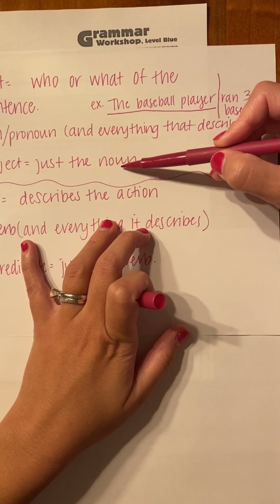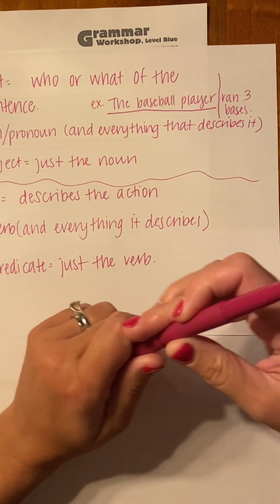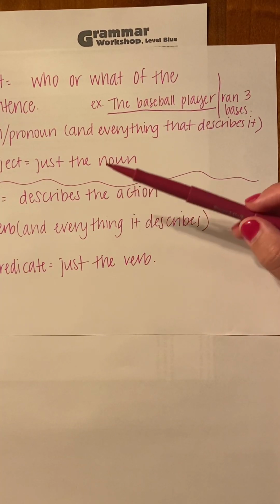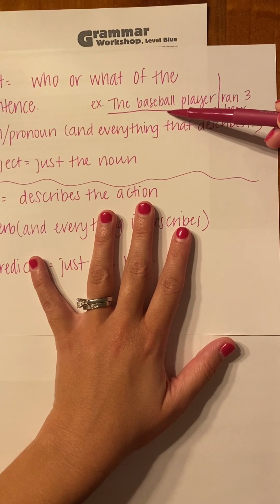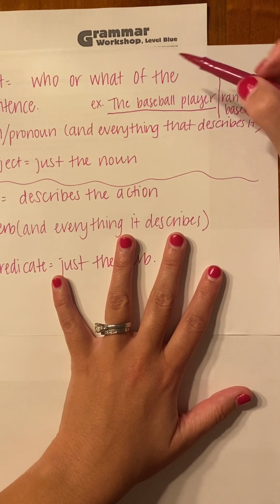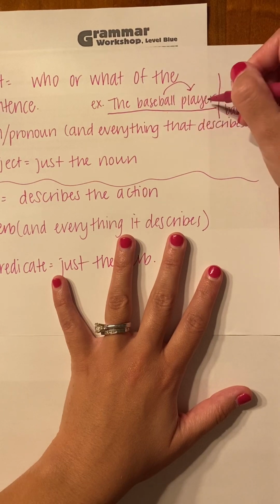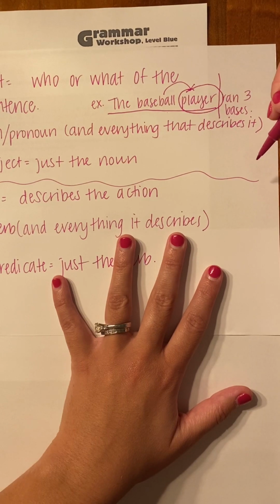Okay, the simple subject, if they ask you to find that, it's just the noun. So if we look at this, we have a lot of descriptive words, but we want to think about which one is just the noun. Now, the subject of the sentence, the baseball player ran 3 bases, is not baseball, right? We're not talking about the game. We're not talking about a physical ball. We're talking about this player and what he did, right? So baseball actually describes player. Does that make sense? We're not talking about a football player. We're talking about a soccer player. We're talking about a baseball player. Our simple subject would just be the noun, and that would be player.